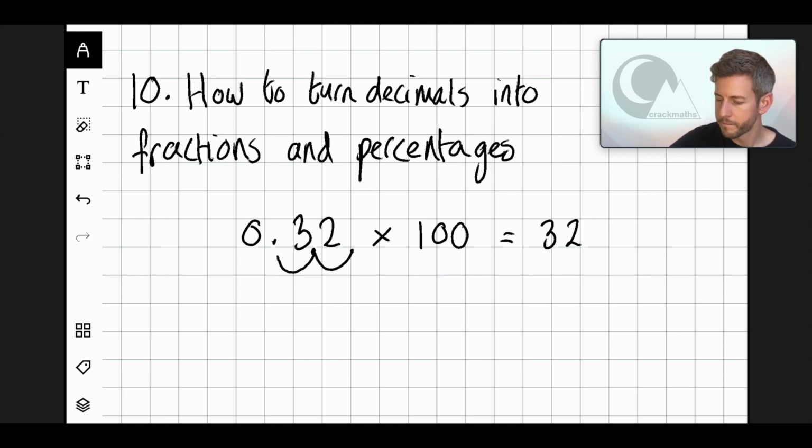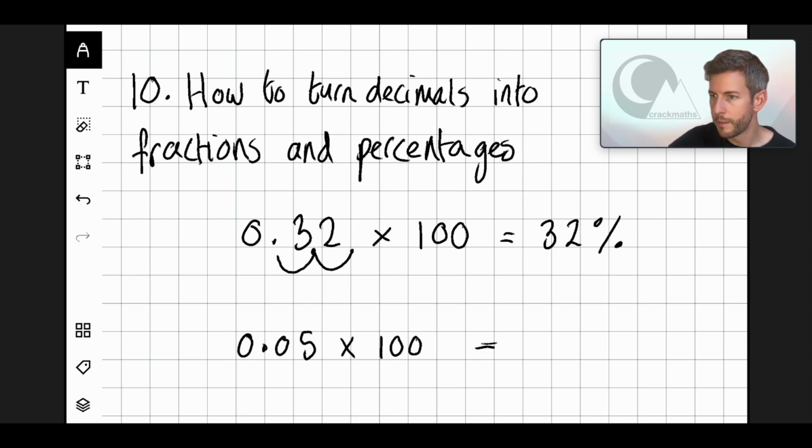Let's try another one. 0.05. Okay, let's turn this into a percentage. Oops, I should have added the percentage sign. So 0.05 times 100. This is going to equal, remember we moved the decimal place once, twice, 5%.